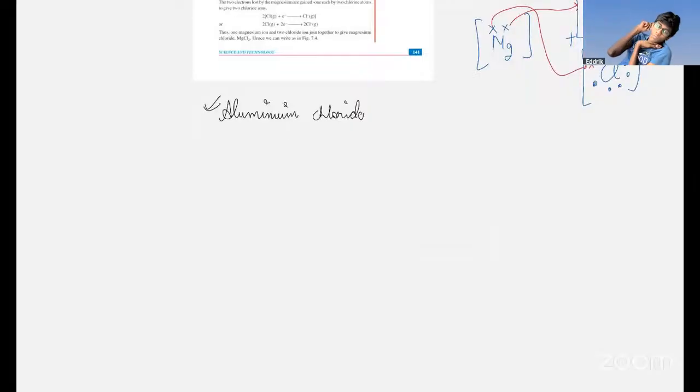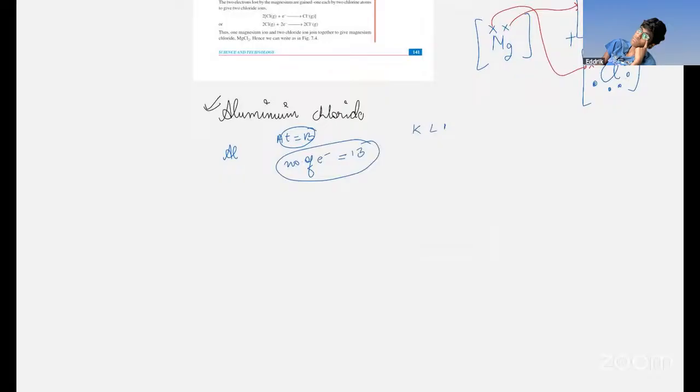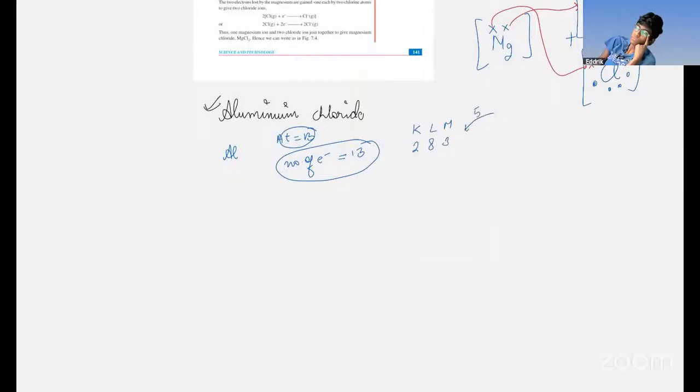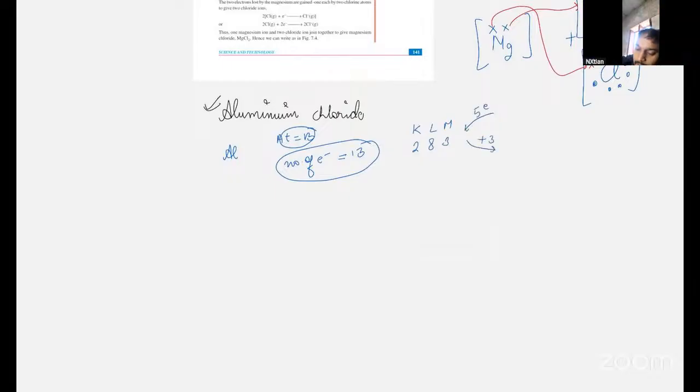So first I do the aluminium and then the chlorine. First the aluminium was 2,8,3, because the atomic number is 13, so it can fit 3 electrons in the outer shell, the M shell. And if we can fit 3 in the M shell, the valency will be +3. 2, 8, 3. Very good. The valency will be +3. Perfect. So aluminium will become aluminium +3 when it loses 3 electrons.